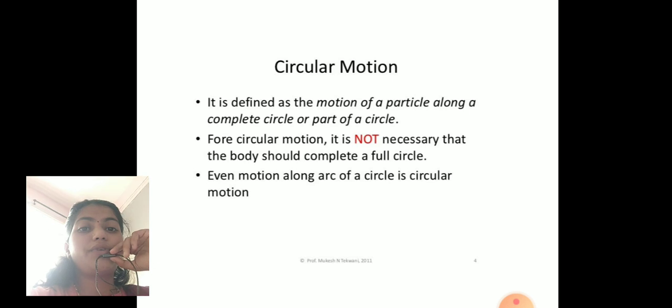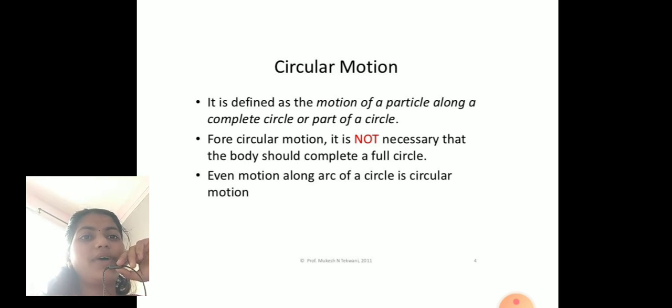Now what is the definition of circular motion? It is defined as the motion of a particle along a complete circle or part of a circle. It means that every motion performed in a circular type is called circular motion. Every body performing its motion along part of a circle or a complete circle is in circular motion.